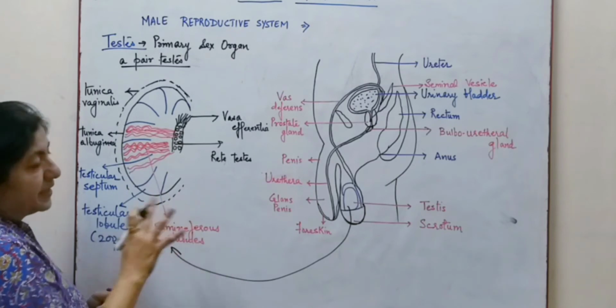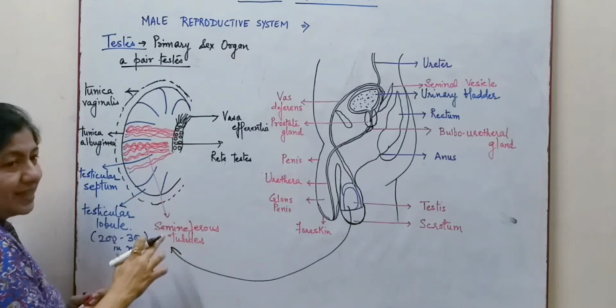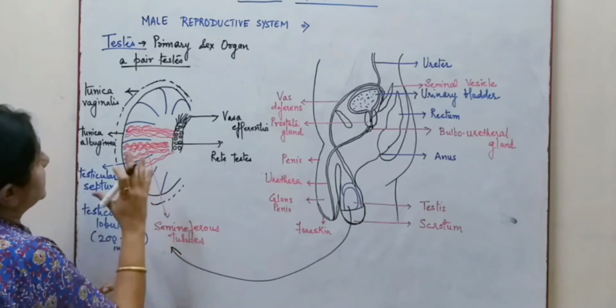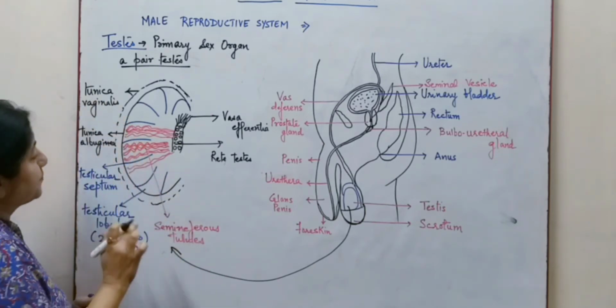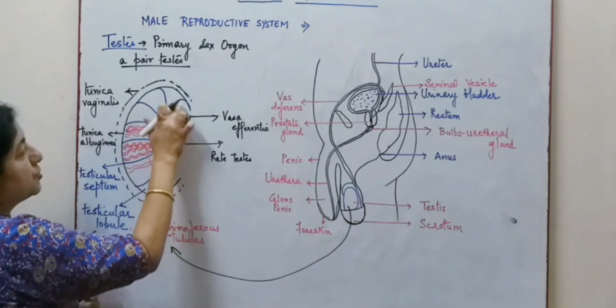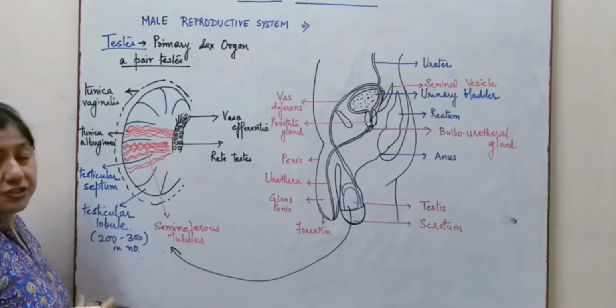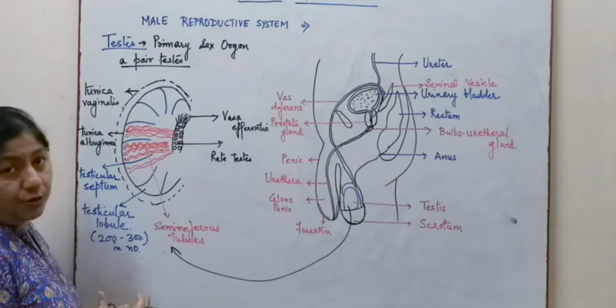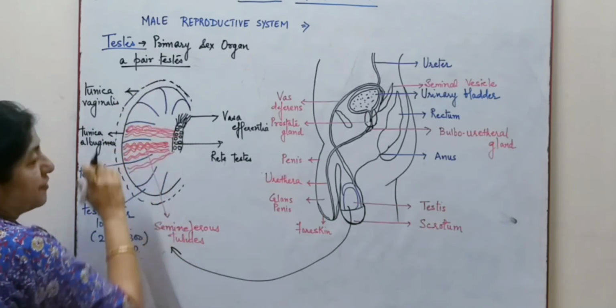So if we study the structure in detail, each of the testis is lined by layers. The outermost layer is known as tunica vaginalis. The inside layer is tunica albuginea. Then there is another layer known as tunica vasculosa that protects the testis. These are thick fibrous tissues.